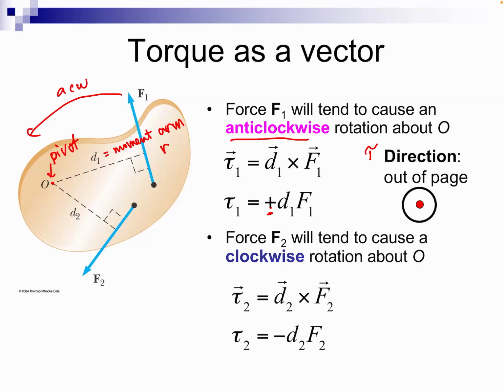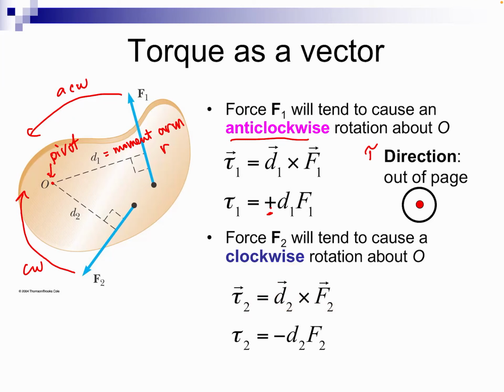Okay, and we do the same argument for force F2. Force F2 will tend to rotate the object in the clockwise direction about the pivot or the point of rotation. If you calculate the torque, it's the cross product between the moment arm and the force F2.